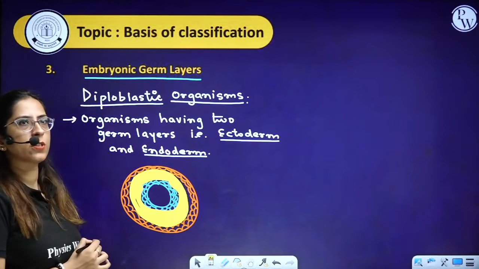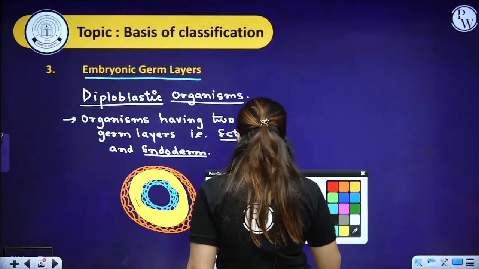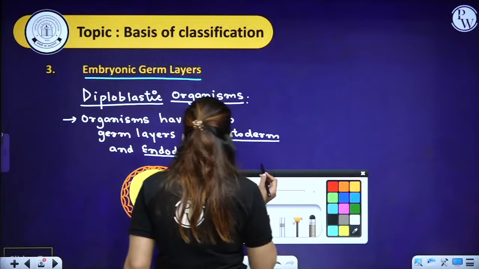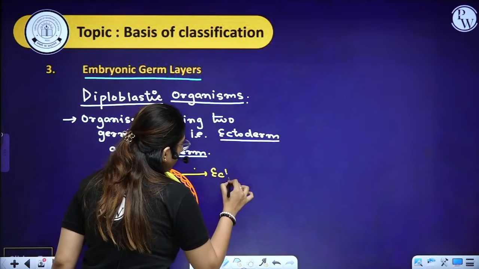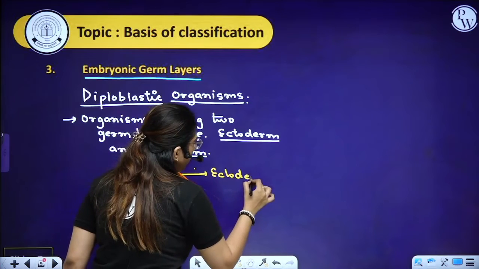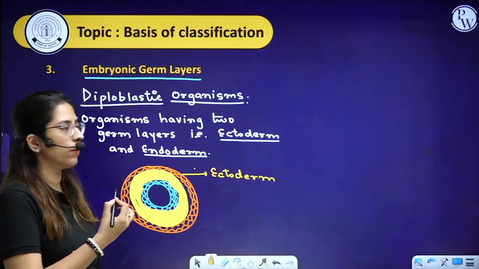Yes. So this is how they will be present. Now let's label. This is ectoderm. So ectoderm will form various structures in the body later on during the course of development.